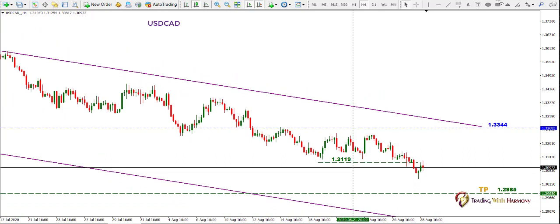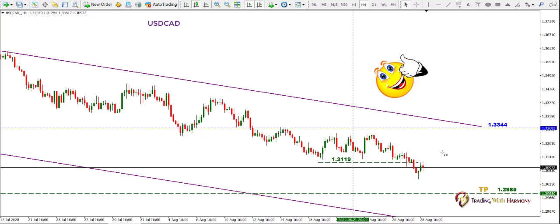So last week we finished at this point here, and what I was looking for was price to come down and hit our TP level, being the 1.3119. So it hit that. So if you're on that move, guys, well done.